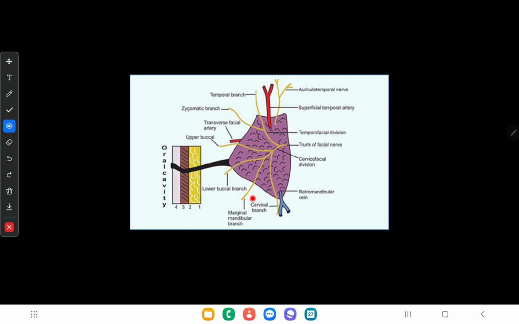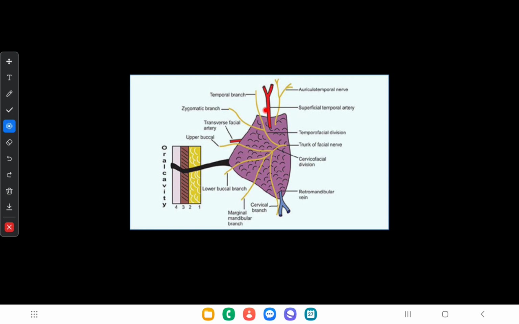And the marginal mandibular branch of the facial nerve. The base or the superior surface gives passage to the temporal branch of the facial nerve. You can see very clearly the base here. So from the base, the temporal branch of the facial nerve exits the gland. And the auriculotemporal nerve, this is the auriculotemporal nerve, also exits from the superior surface or the base of the gland. And the superficial temporal artery also exits from the superior surface or the base of the gland.